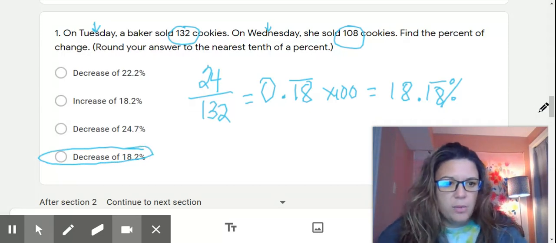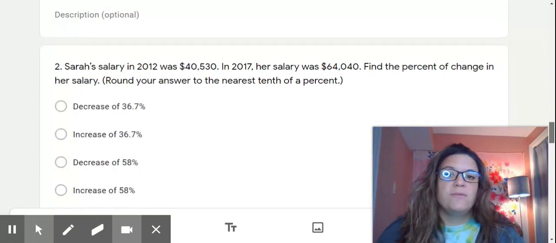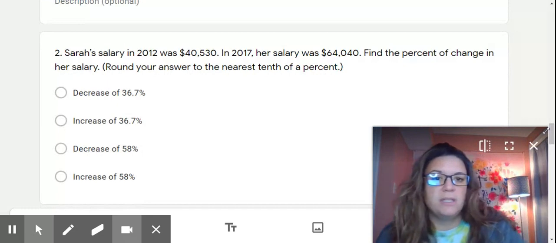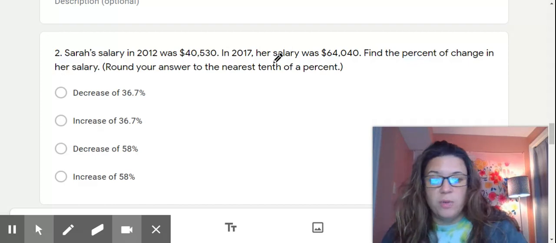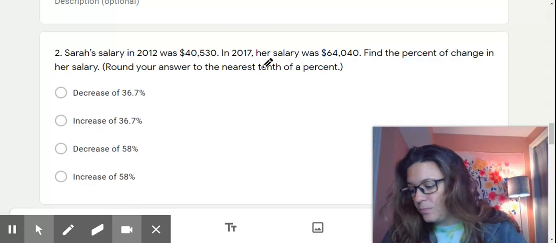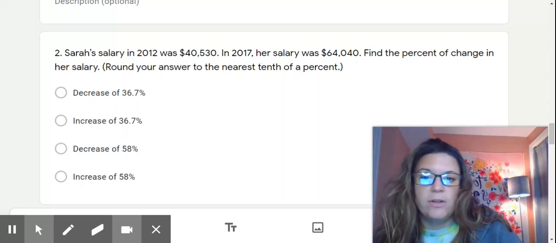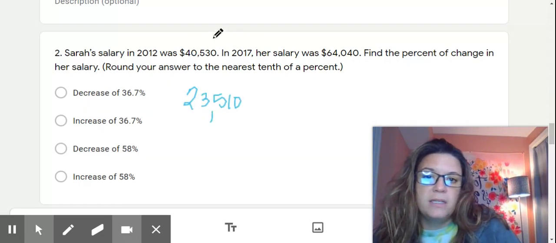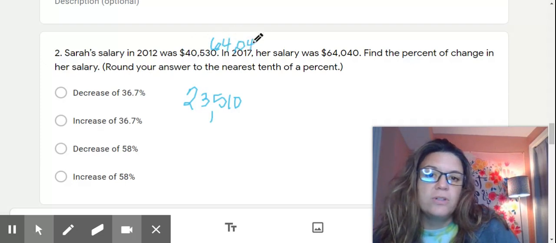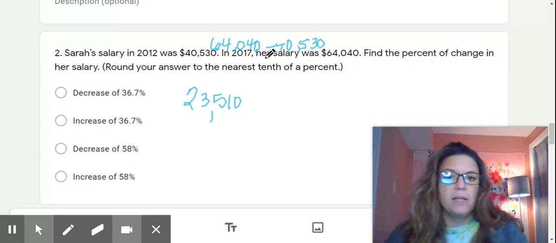All right. Number 2. Sarah's salary in 2012 was $40,530. In 2017, her salary was $64,040. Find the percent of change. So first I need to find the difference between 64,040 minus 40,530. So 23,510. So you always got to find the difference first, like how much it changed by. Okay, so that's what I just subtracted on my calculator.